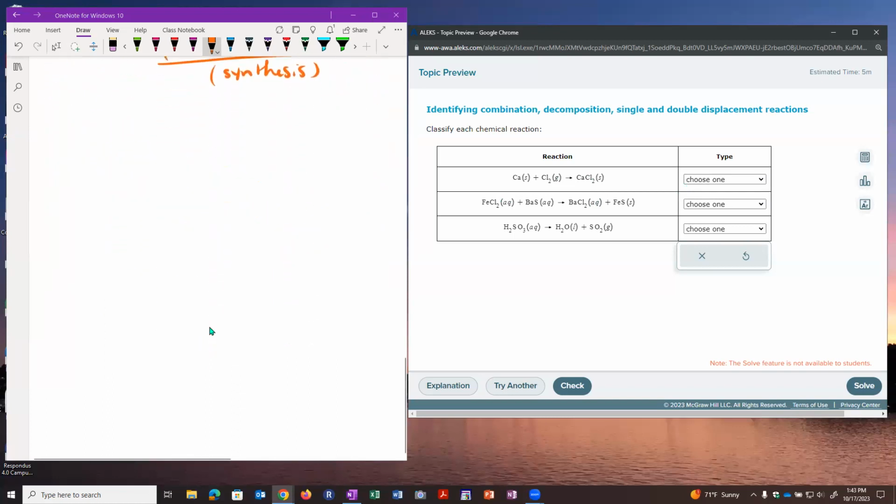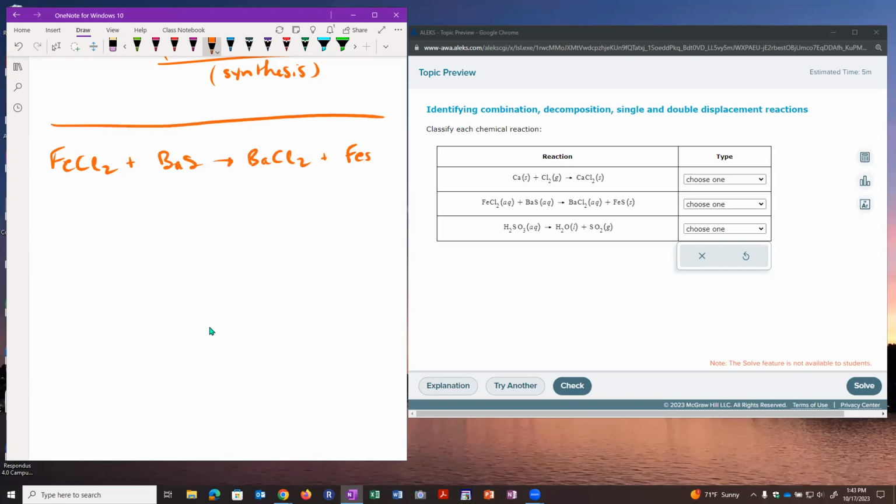product. In the second one, we have FeCl2 reacting with BaS to produce BaCl2 and FeS. So recognizing the types of components we have in the chemical reaction is going to be your clue. Here we have two compounds, two different compounds, and we end up with two new compounds, right? The combinations are different. And whenever you see that, that's a telltale sign of a double replacement reaction.